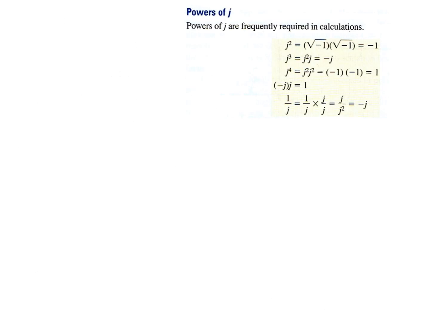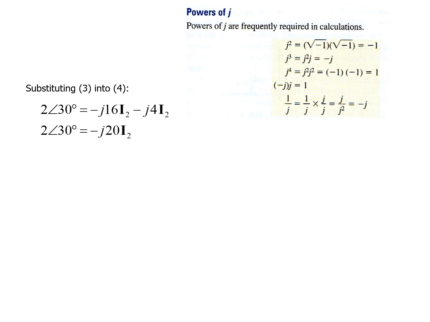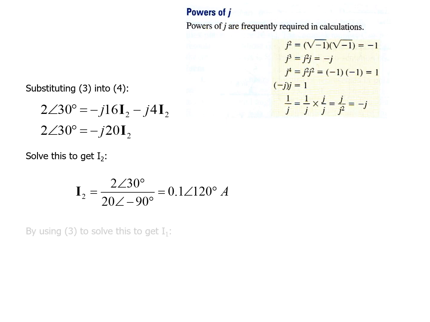Right, and we know these are the properties of the powers of j, the imaginary term. If we substitute 3 into 4, we will obtain 2 angle 30 degrees equal to minus j16I2 minus j4I2, and that is equivalent to minus j20I2. We solve this and get I2 equal to 2 angle 30 degrees divided by 20 angle minus 90 degrees. Where does the minus 90 degrees come from? That is from the minus j term. We get I2 is 0.1 angle 120 degrees amperes.